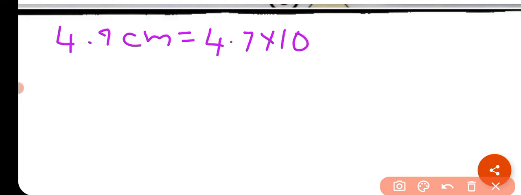So 4.7 into 10 is equal to, first ignore the decimal.